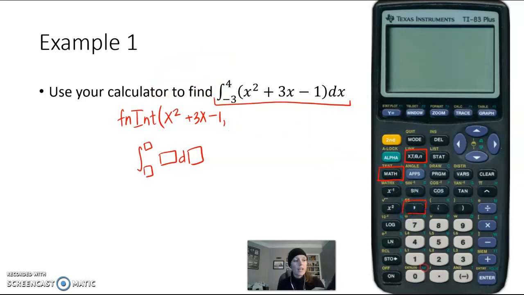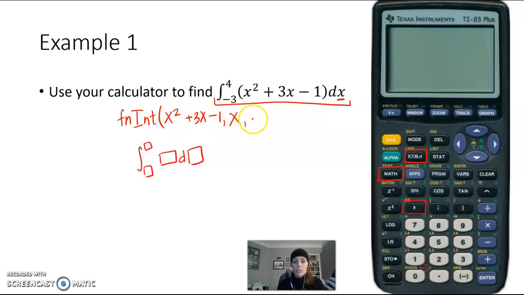So we're going to put a comma, and then we have to tell our calculator what variable we're integrating in terms of, which maybe seems silly, but that is an important thing to note. So that's what this dx is at the back. So because we see an x there, we're going to put an x after our comma. Okay, so we're telling our calculator, integrate this function, x squared plus 3x minus 1, in terms of x. And then we're going to put a comma after that x.